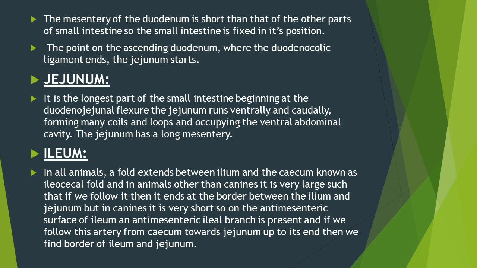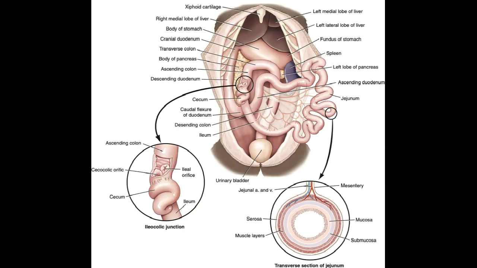Now, let's talk about the jejunum, which is the longest part of the small intestine. The jejunum begins at the duodenojejunal flexure and then runs caudoventrally and forms many coils and loops, and it occupies the ventral abdominal cavity. The mesentery of the jejunum is very long compared with the mesentery of the duodenum. So the duodenum is present on the right abdominal wall, while the jejunum is located in the ventral part of the abdominal cavity.